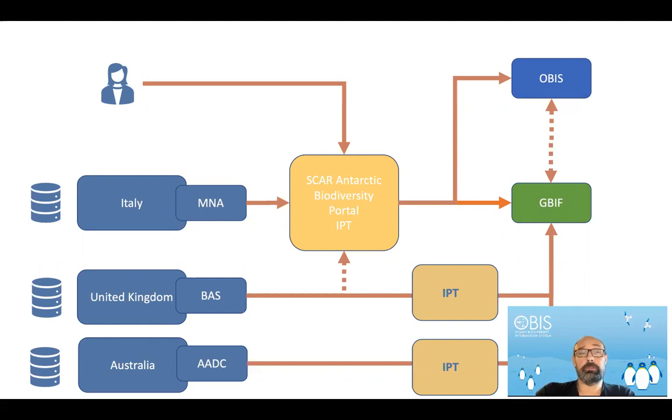But also we help other institutes develop their own capacity. Initially, we were publishing data on behalf of the British Antarctic Survey, but in the meantime, they've developed their own IPT instance, which allows them to publish directly to GBIF without us having to intervene in that. Similarly in Australia, you have the Australian Antarctic Data Centre, which also has their own setup within the IPT. And all of that data is fed into GBIF and OBIS.